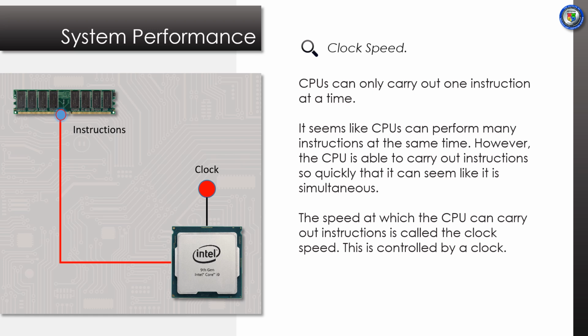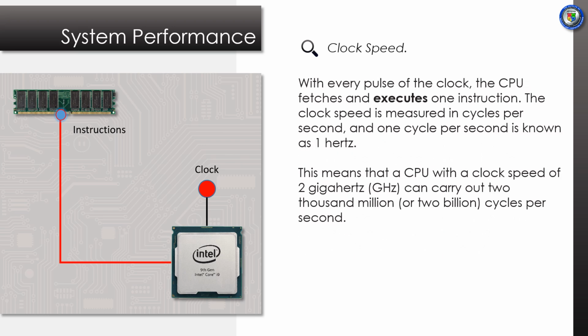The speed at which the CPU can carry out instructions is called the clock speed. It is controlled by a clock. With every pulse of the clock, the CPU fetches and executes one instruction. The clock speed is measured in cycles per second, and 1 cycle per second is known as 1 Hz. This means that a CPU with a clock speed of 2 GHz can carry out 2,000 million, or 2 billion, cycles per second.